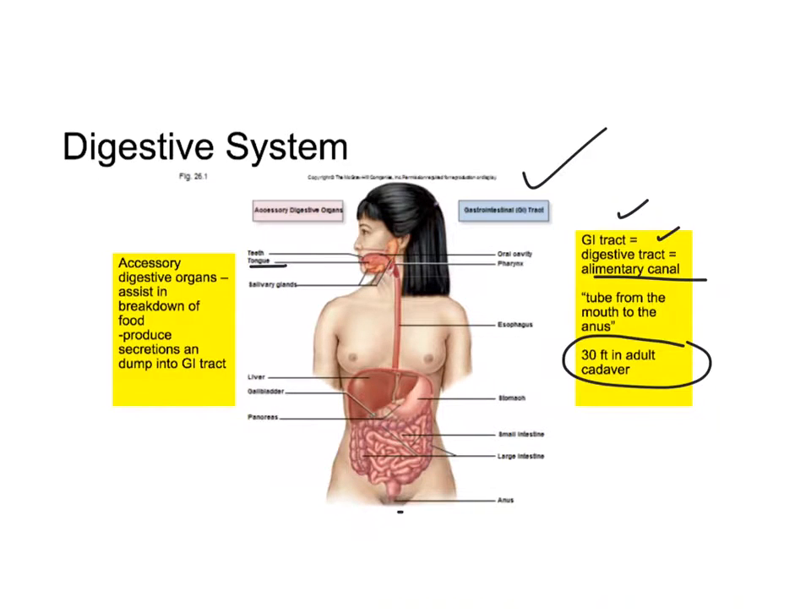Now, the accessory digestive organs are things that help break it down. They assist in the breakdown of food. Either, like the teeth and the tongue, they help you chew it up, or they make secretions that get dumped into it. Those accessory organs are listed on this side: teeth, tongue, salivary glands, liver, gallbladder, pancreas. So there are two basic subcomponents of the digestive system.